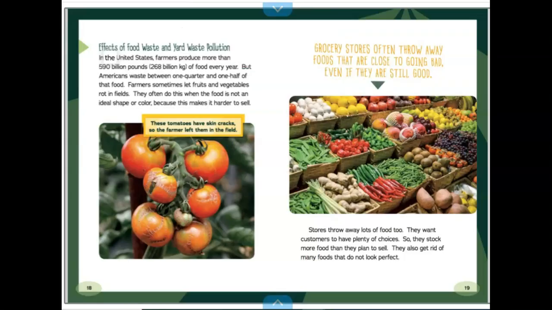In the United States, farmers produce more than 590 billion pounds of food every year. But Americans waste between 1/4 and 1/2 of that food. Farmers sometimes let fruits and vegetables rot on fields. They often do this when the food is not in ideal shape or color because this makes it harder to sell. Stores throw away a lot of food too. They want customers to have plenty of choices, so they stock more food than they plan to sell. They also get rid of many foods that do not look perfect.